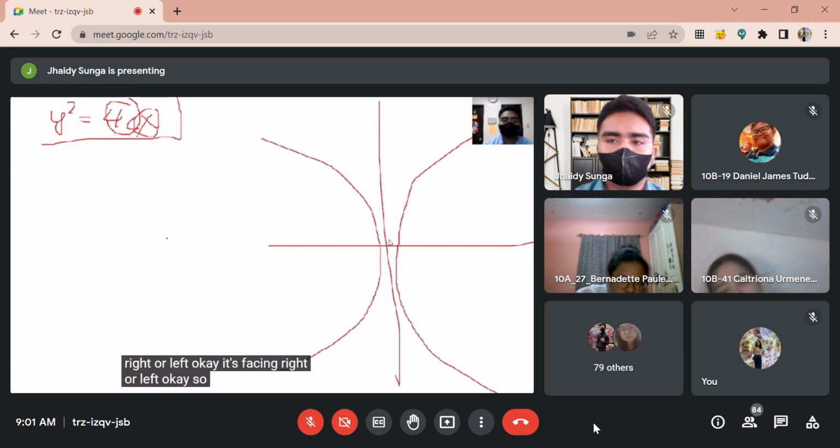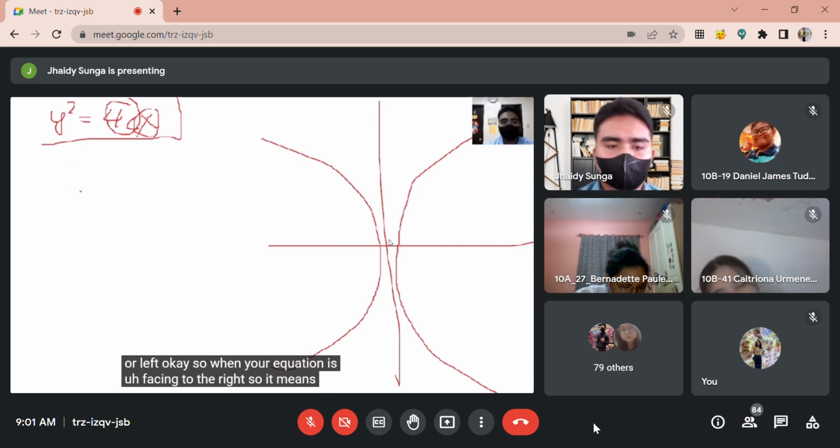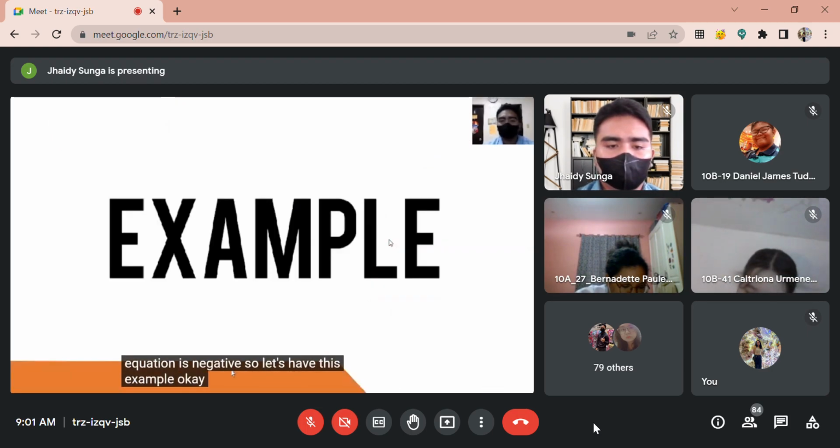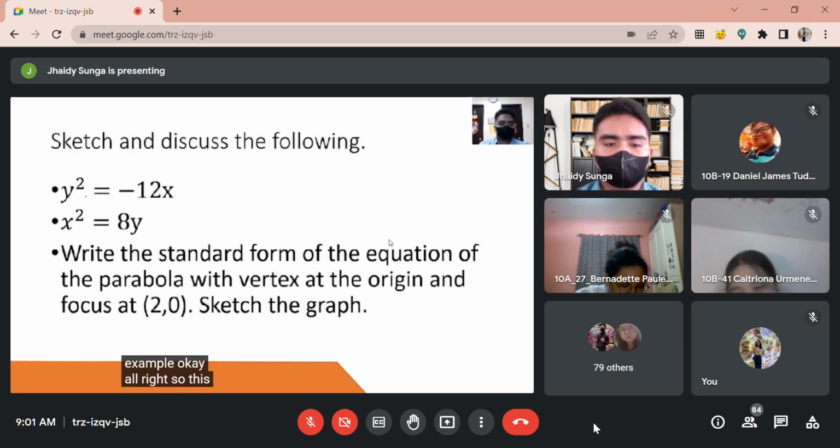When your graph is facing to the right, it means the equation is positive. When it's facing to the left, of course, your equation is negative. So let's have this example. All right, this is the first example.